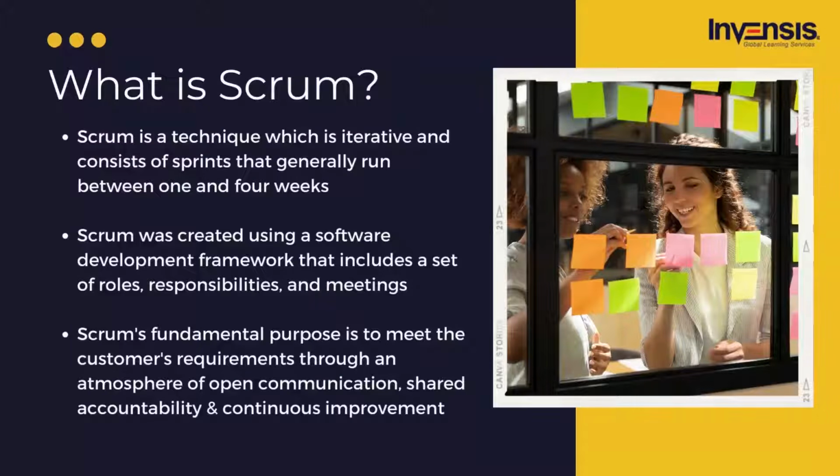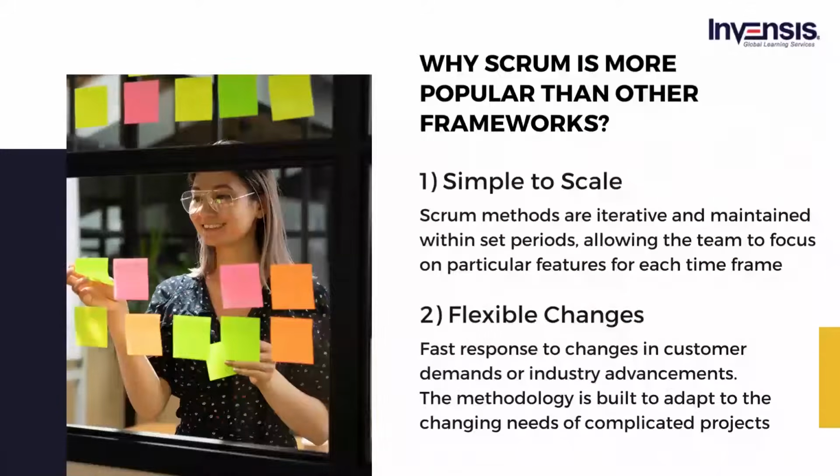Scrum's fundamental purpose is to meet the customer's requirements through an atmosphere of open communication, shared accountability, and continuous improvement. The development begins with a broad concept of what needs to be produced, followed by the creation of a prioritized list of features called a product backlog that the product owner needs. Now, let's see why Scrum is more popular than other frameworks.